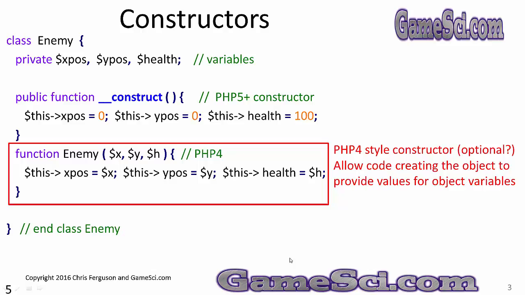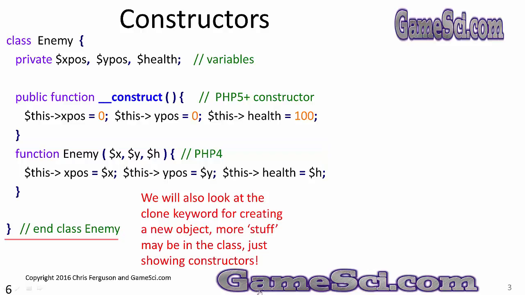This is a PHP 4 style constructor. Put optional here. I want to say don't do it both ways. You can't have these two different style constructors in the same class. If you're going to use PHP 4 style constructors, you cannot use underscore underscore construct. You just can't mix and match the two styles. What this is going to do is allow the code creating the object to provide values for the object variables. Doing it in a slightly different style just to show you an option. If I really wanted to take these parameters and put them in here, I could and do the exact same thing. I just don't have the space to do every different combination of constructor.